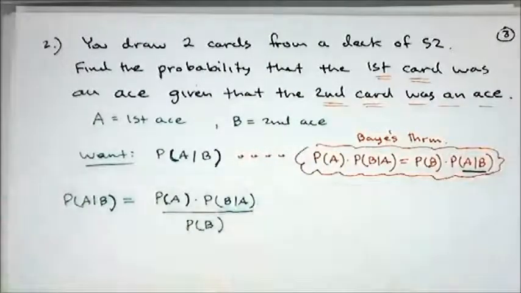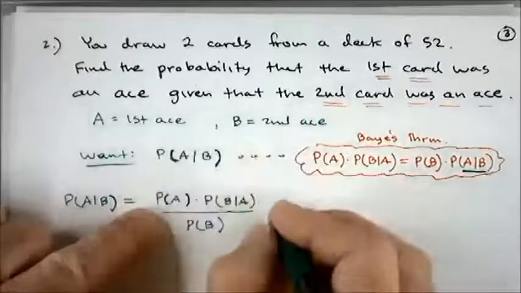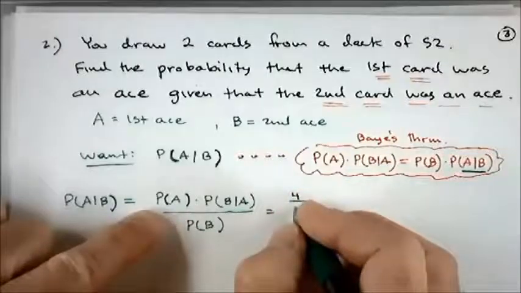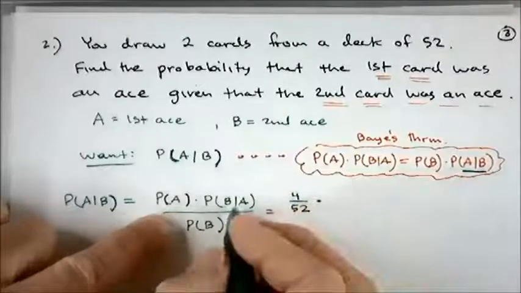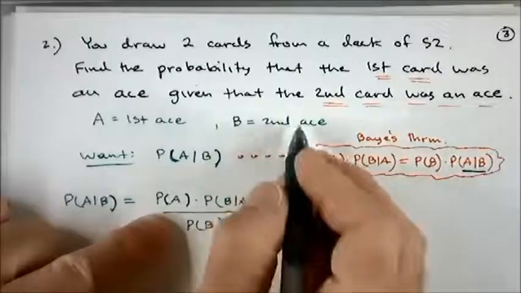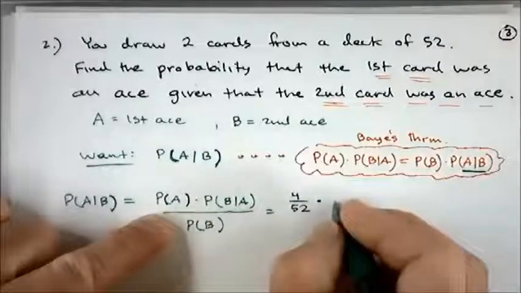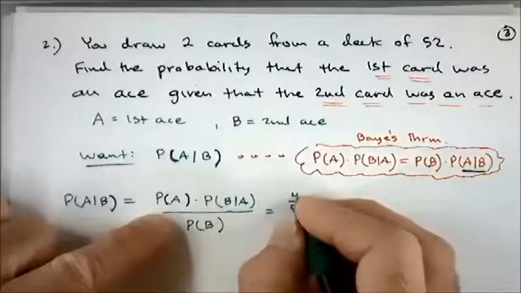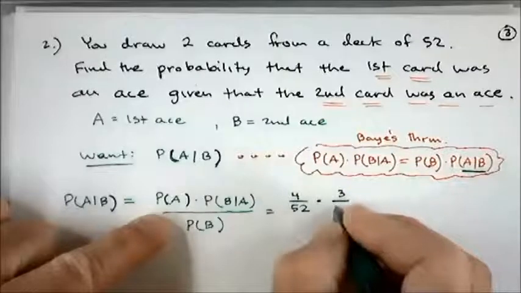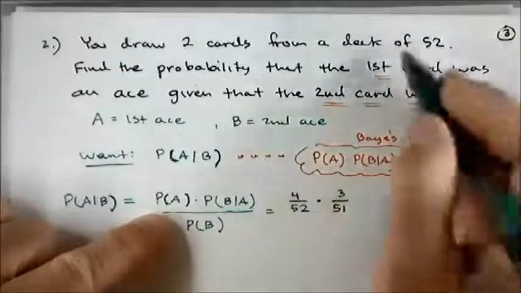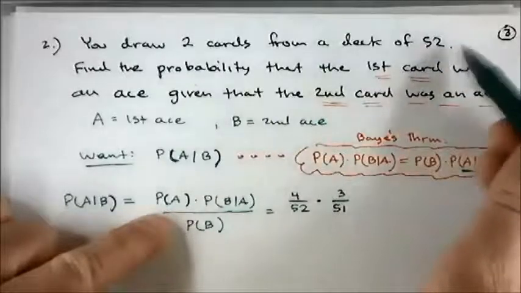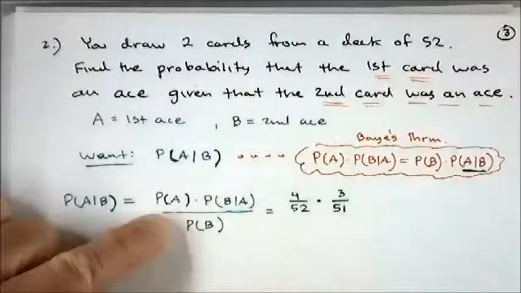Anyhow, what do we know here? The probability of A is the probability that the first card was an ace. There are 4 aces in the deck out of 52. Times the probability that the second card is an ace, given that we've already drawn an ace. This is a conditional probability. We already drew one ace in the first draw, so there would be 3 aces left, and only 51 cards left in the deck, because we're not replacing these. I should have indicated that clearly: it's drawing 2 cards from a deck without replacement. I'm not putting them back in.